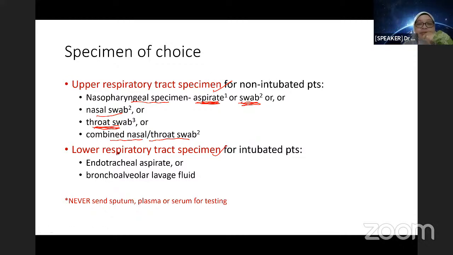Okay. For lower respiratory tract specimen, we have endotracheal aspirate or bronchoalveolar lavage. I think we cannot accept sputum for now because in order to process sputum, you need special reagents for us to prepare the specimen for PCR during the extraction phase. On top of that, do not send plasma or serum because we don't have a test specific for plasma and serum.